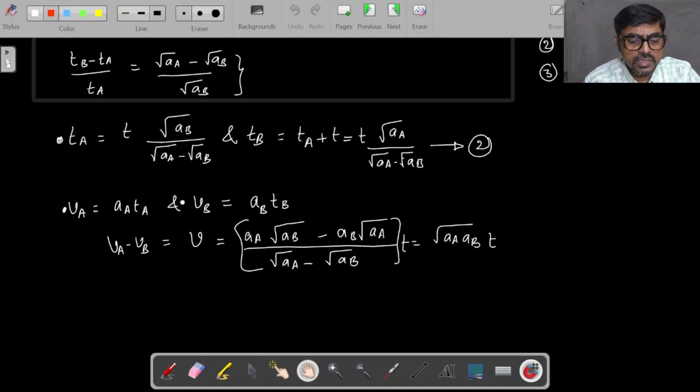What I can do is take out root AA AB here. If I take root AA AB, I will have root AA here and root AB there. In the denominator you also have the same thing, so they get cancelled out. So you will get root AA into AB into T. That's a manipulation. It's a good little manipulation question, but conceptually it is very simple. We have to use three ideas here, that's the basic idea.